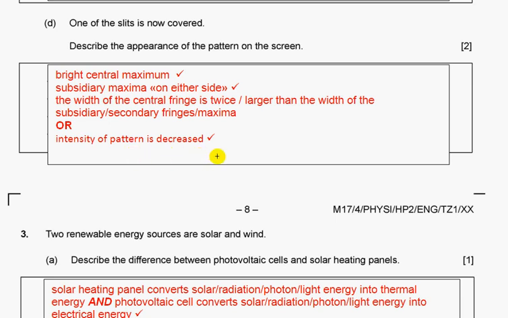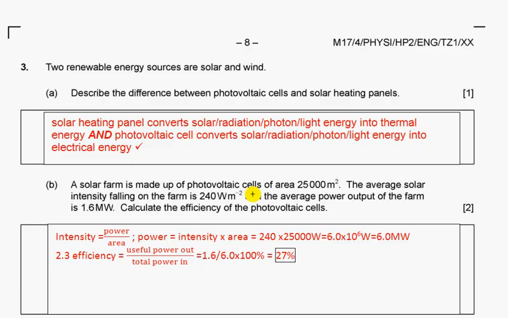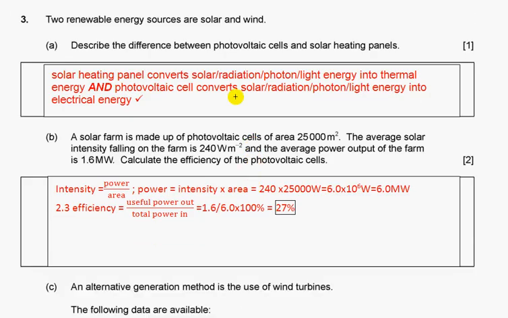Only 2 points are required. So 2 of these 3 points. Two renewable energy resources are solar and wind.